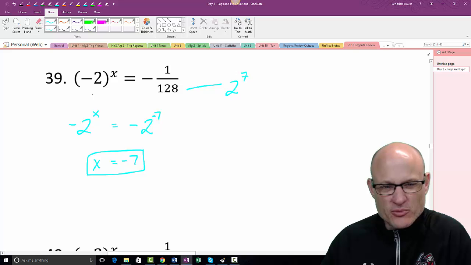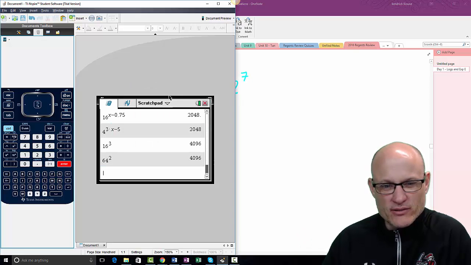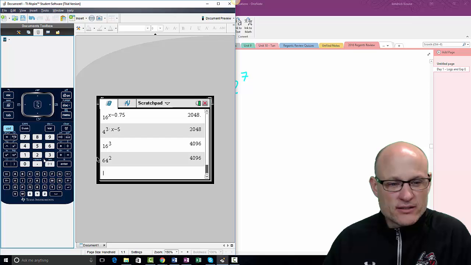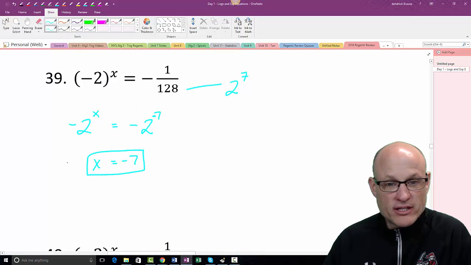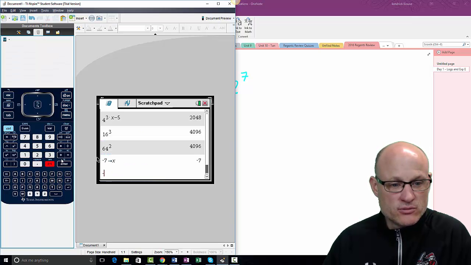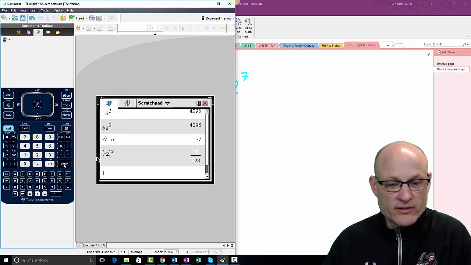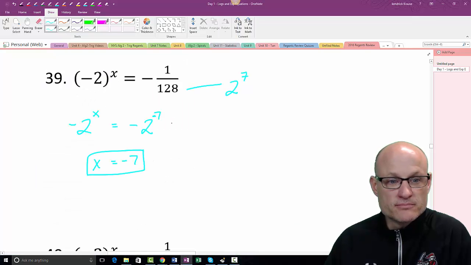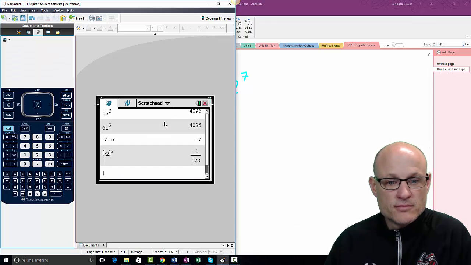Got to be careful, though, because this one's in parentheses and this one's not in parentheses. So let's go back. Let's take negative 7 and store it into x. And I get negative 7. So negative 2. Oops, we got to put it in exactly the way they gave it. Parentheses, negative 2, parentheses, raised to the x. Isn't that exactly what I have? And it's equal to negative 1 over 128. Boom, done.